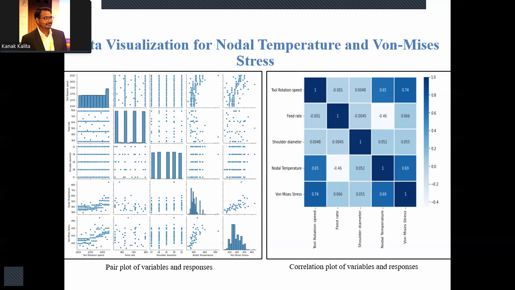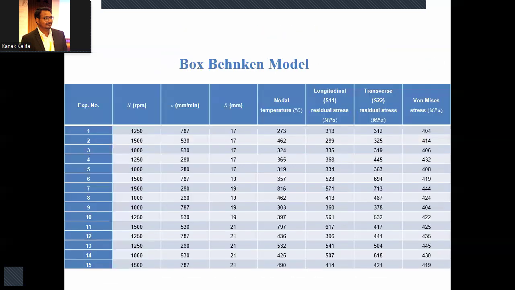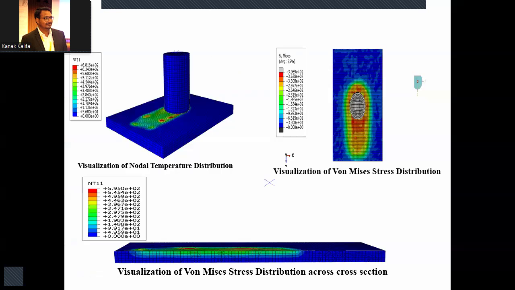Okay, so one thing I should tell you here is that initially, what you saw here, let me go back here, we initially had 15 experiments that we derived using the Box-Behnken model. This was initially done mainly to study the effect of the various process parameters and to study whether our finite element models are effective, or as accurate as the actual experiments or not.